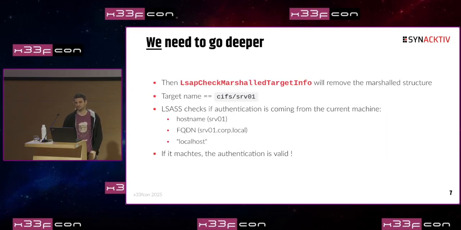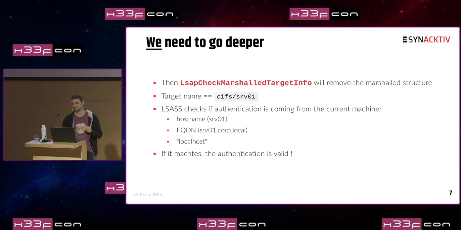Then the CredUnmarshalTargetInfo function will be called. It will remove our marshaled structure, and then the target name will be the service name followed by our target, so here, server1. Now the final part: LSASS will check if the authentication is coming from the current machine. It will check for the host name, here server1, the fully qualified domain name, or the specific string localhost. And if it matches, the authentication will work.